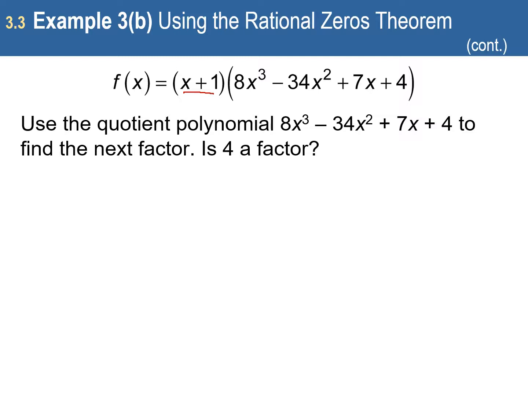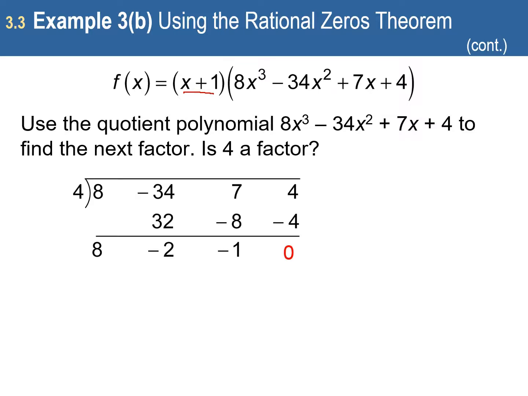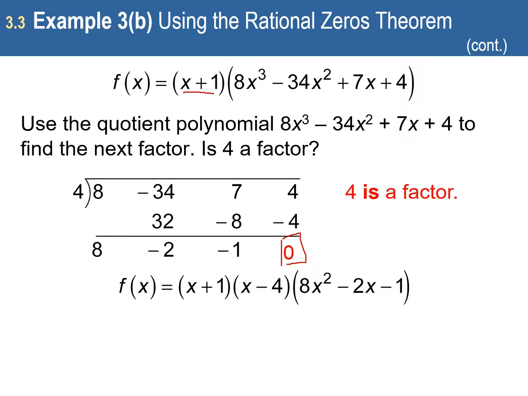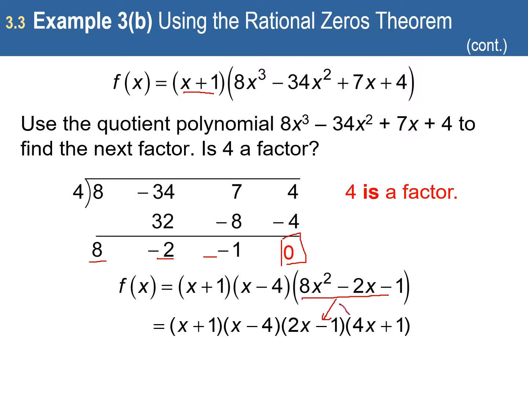So let's start with 4. Is 4 a factor? And it turns out when I use synthetic division, indeed, it has no remainder, so 4 is a factor. So I can rewrite the polynomial as x plus 1 times x minus 4 times 8x squared minus 2x minus 1. And now I can factor 8x squared minus 2x minus 1: 2x minus 1 times 4x plus 1.